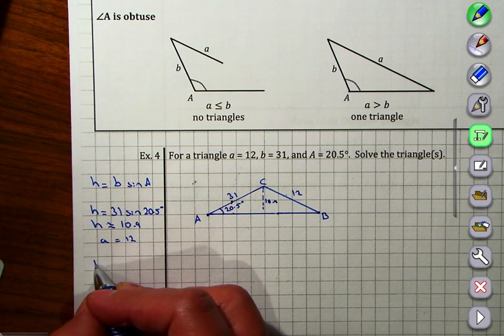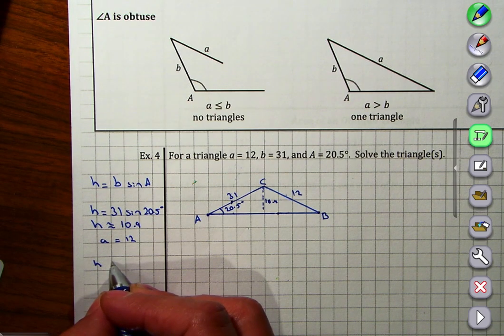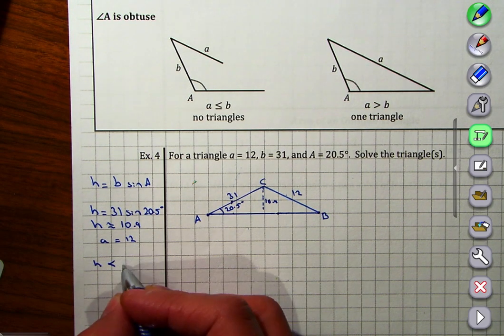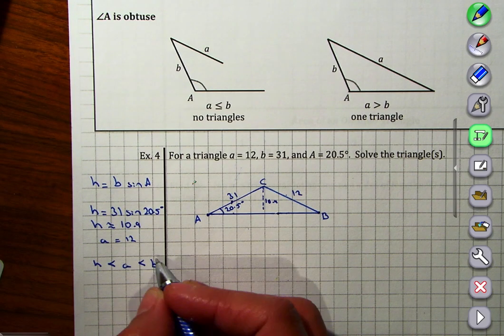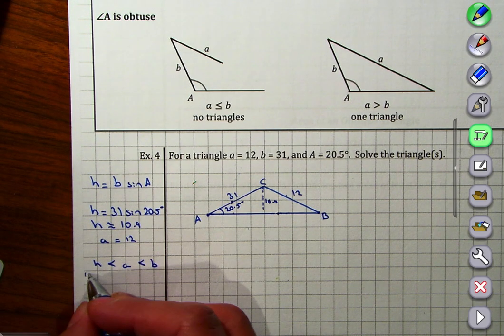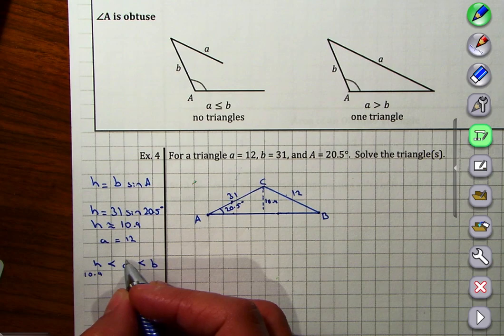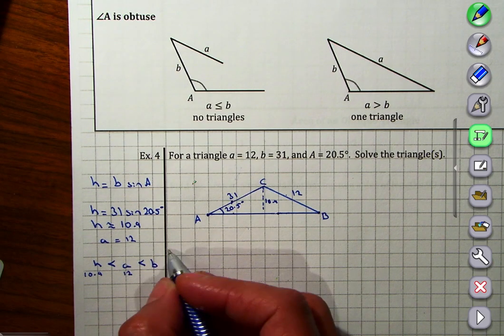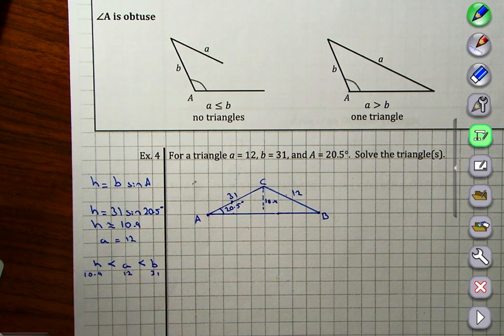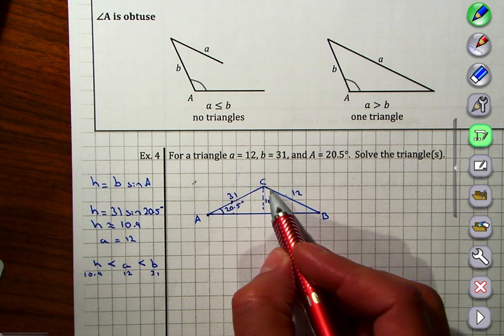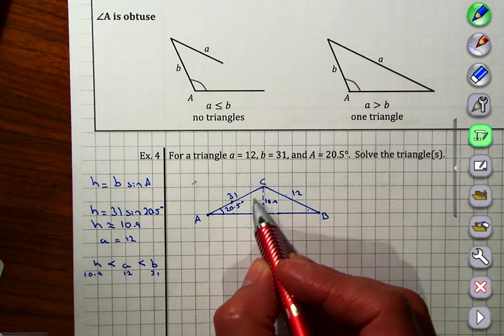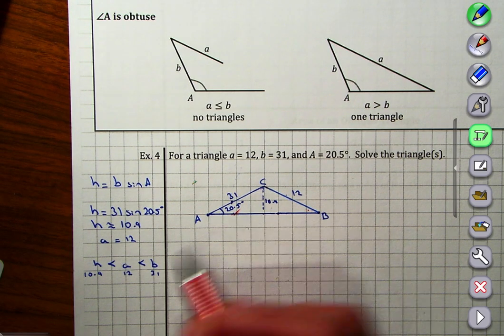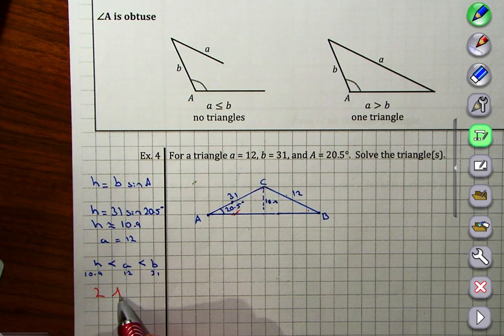So the height is smaller than A, which is smaller than B, since H is 10.9, A is 12, and B is 31. So therefore, if you rotate it, this will be here. It's going to be bigger than your height, and there'll be another triangle that you're going to be able to form. So therefore, you have two triangles.